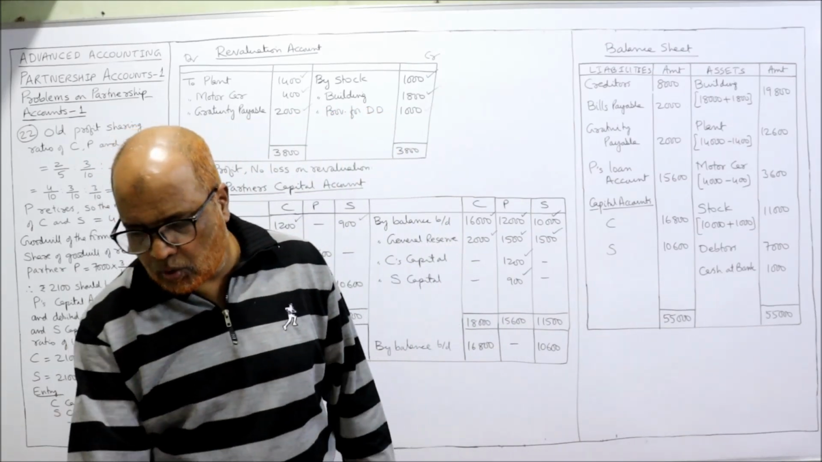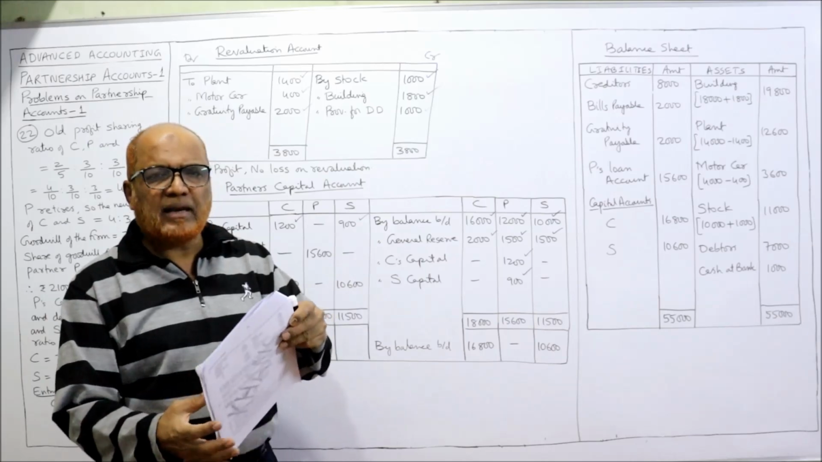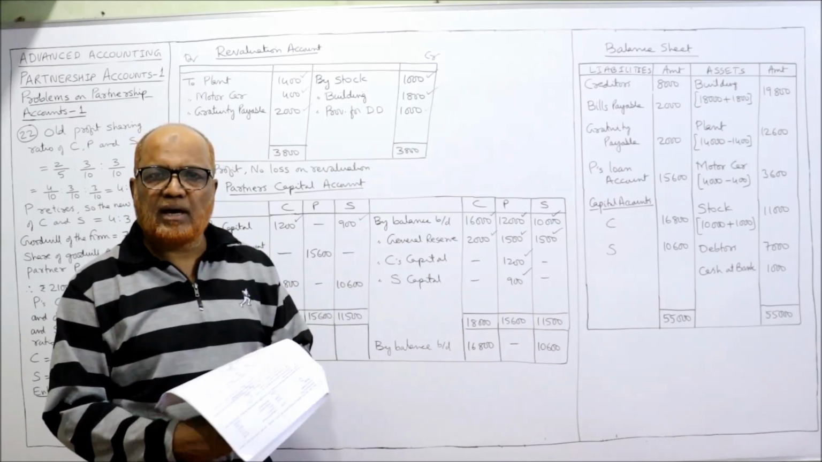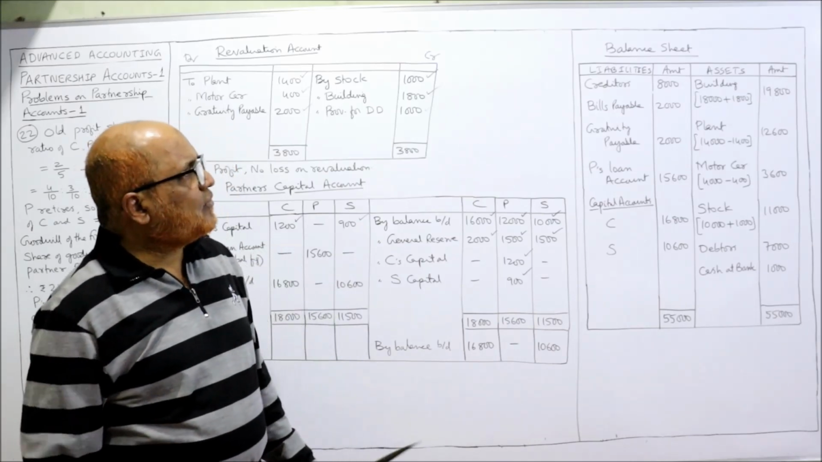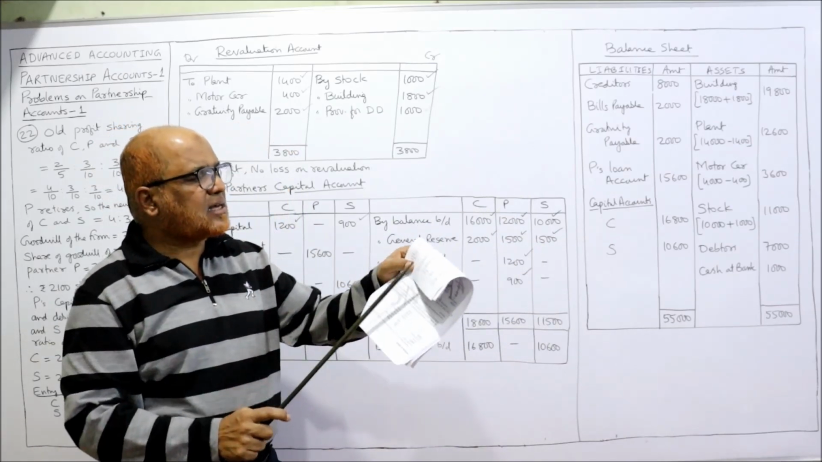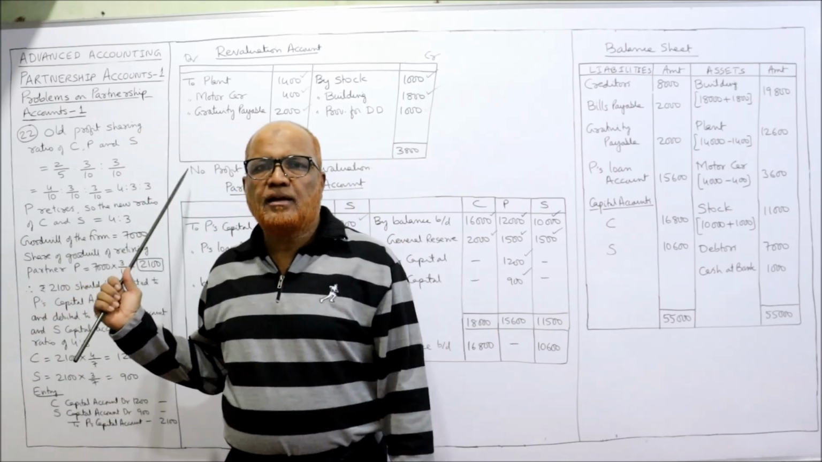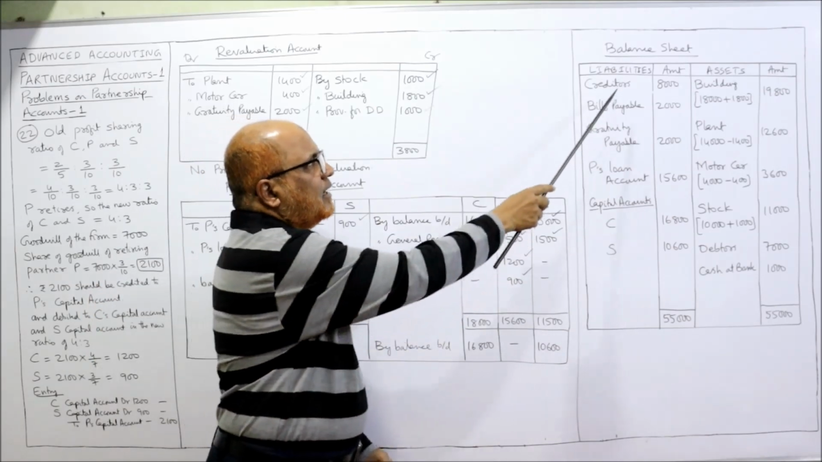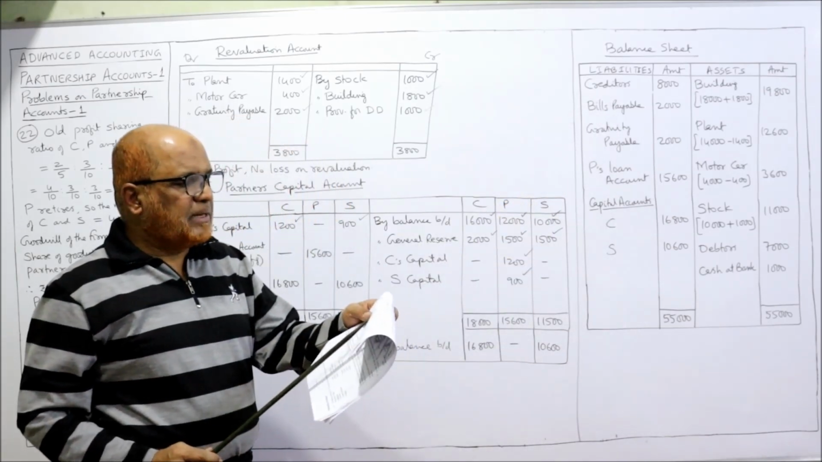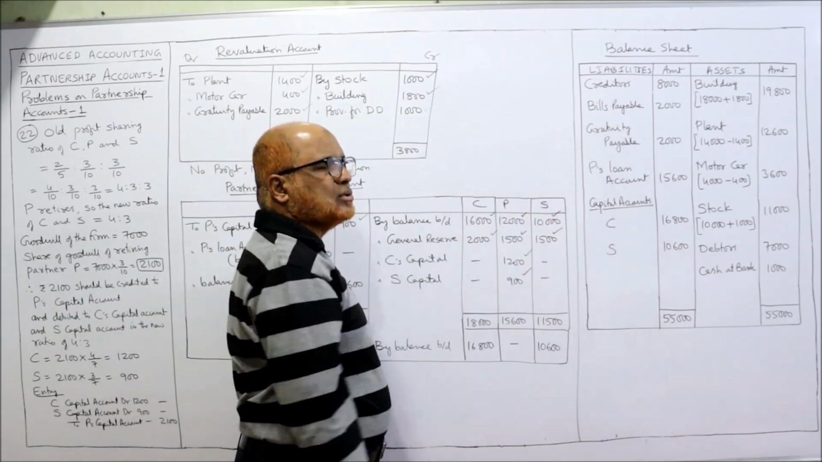Now I am moving on to the new balance sheet. By seeing the old balance sheet, easily we can adjust and make the new one. First of all, creditors. In the old balance sheet, creditors are given 8,000. There is no adjustment regarding creditors. So directly I have taken 8,000. Then next, bills payable 2,000. No change at all. Same bills payable 2,000.